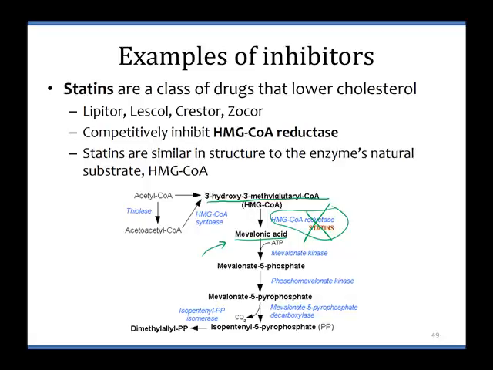Statins are actually similar in structure to HMG-CoA. They're similar in shape to this HMG-CoA reductase's normal active site. Makes sense. You would want to make a drug that's similar to the enzyme's normal substrate in order to produce a competitive inhibitor, because they both have to fit into the same active site.